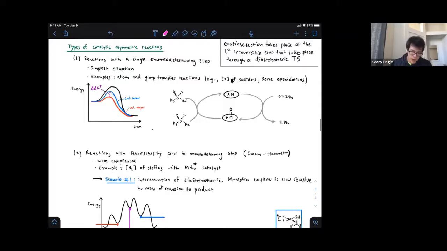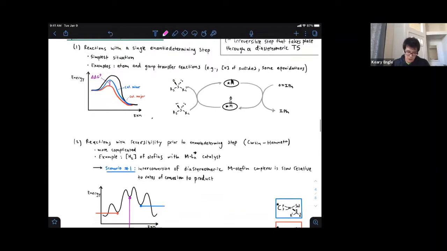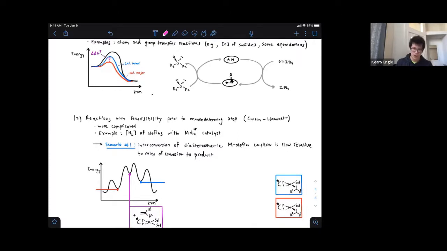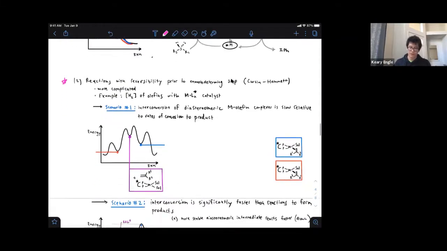But many or most catalytic asymmetric reactions are not so simple. And so let's consider now this alternative scenario where you have some reversible step, or some step that at least in principle could be reversible, prior to an enantio-determining step. And these are more complicated. And this is often the case when we're talking about hydrogenation of olefins, which is obviously the main focus of today's class. So let's consider two different scenarios now.